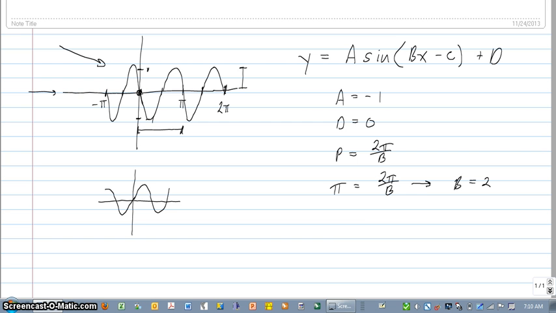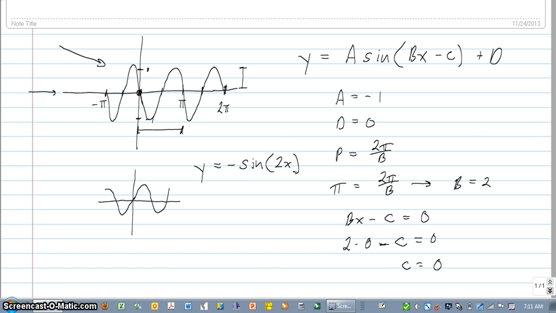So to find c, just set bx minus c equal to 0. And since this graph hasn't been shifted, it's only been flipped upside down, then we can take b to be 2, x to be 0, and that means that c must be 0. So the final equation would be y equals negative sine of 2x.